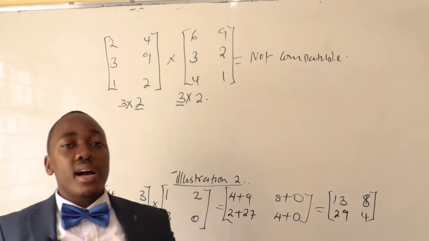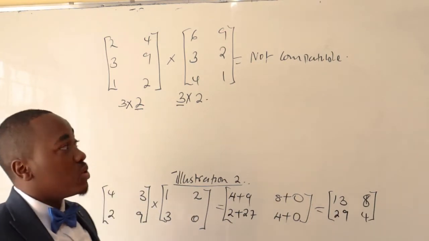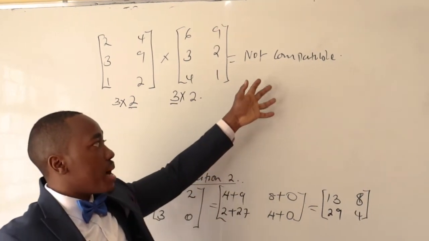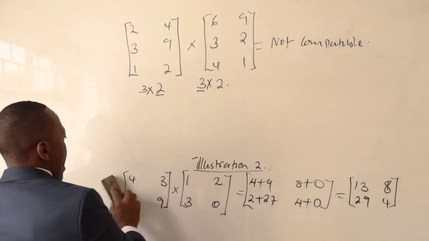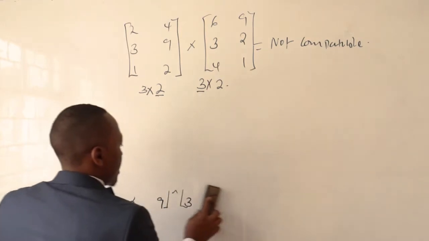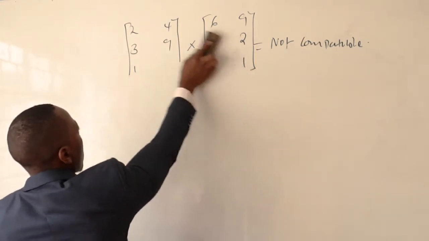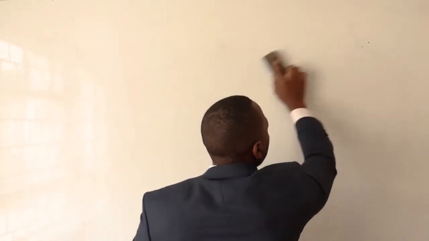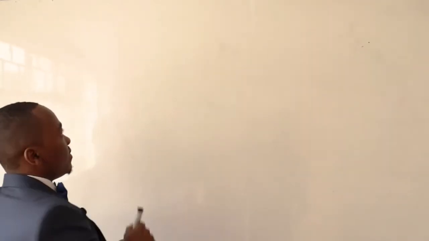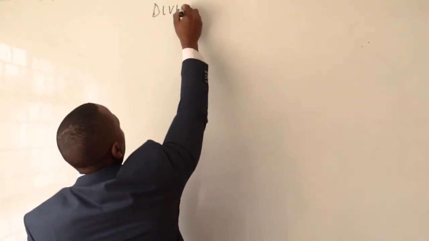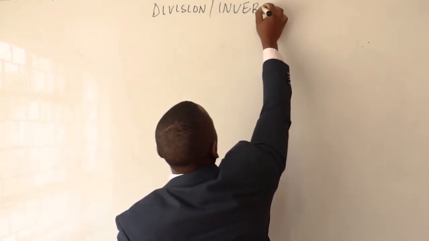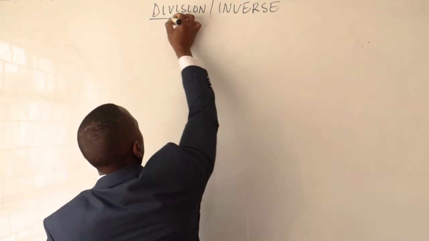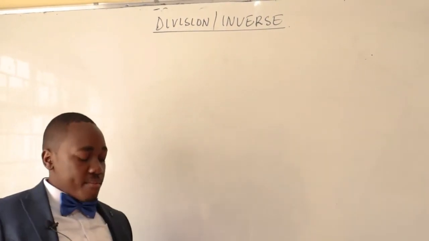So that's all about the multiplication of matrices. You need to get this concept because it will be applicable throughout this topic of matrices. Now, lastly, for the operations of matrices, we look at how we get division, or the inverse of a matrix.